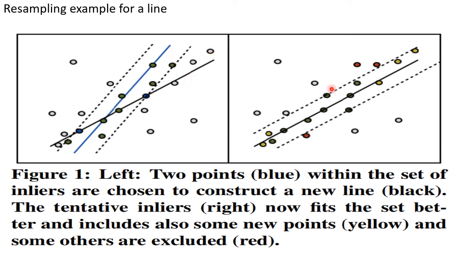You can see it in the second image. Compared to the first line, the second line is a better fit, it seems. You can see more inliers there. Some of the points which were inliers earlier become outliers now, shown in red. Some of the points which were outliers earlier become inliers now, shown in yellow. This is the use of resampling.